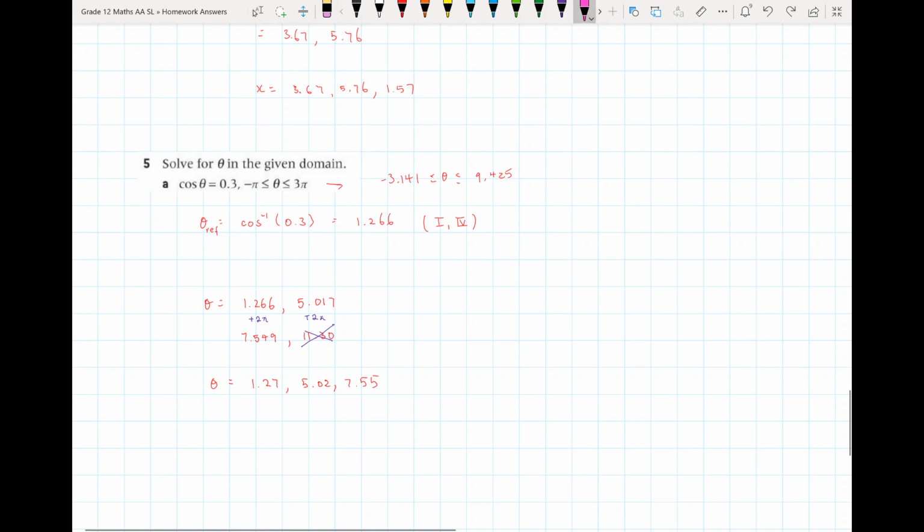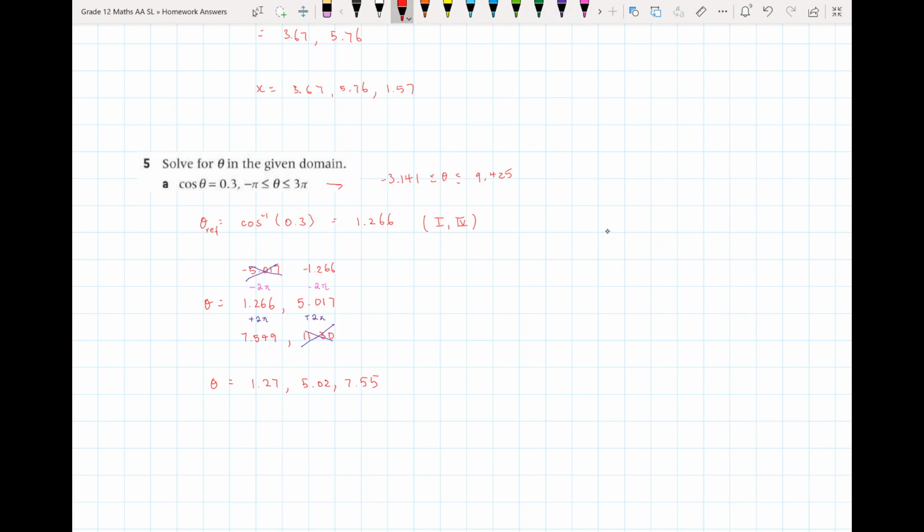Okay, I can also take these particular answers and do minus 2 pi, and then I will actually get some other answers. So the first one is negative 5.017, and for this one here, I will have negative 0.1266. So notice that this also falls outside of the domain. However, this one we keep. Okay, we keep this one.